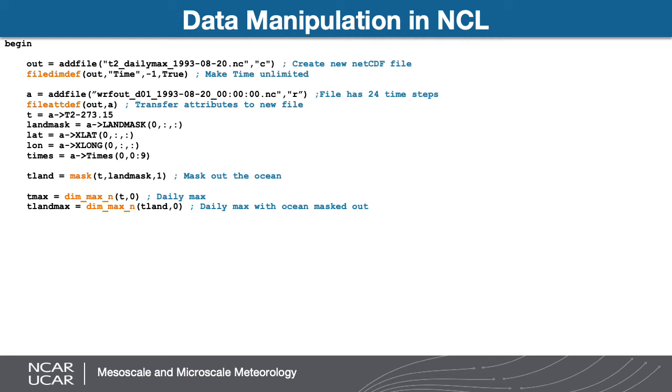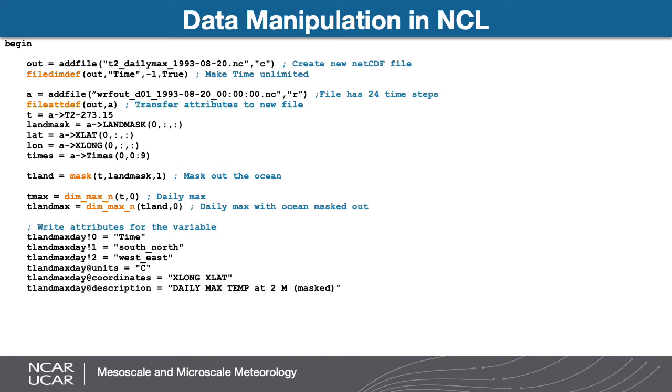Now to calculate the daily max, we're going to use the NCL function dim_max_n, and we're going to say, look at t, and take the maximum over the 0th dimension, which is time. So we're creating a Tmax for temperature all over, including water, and we're also going to do a Tland, the daily max that we created with the ocean masked out.